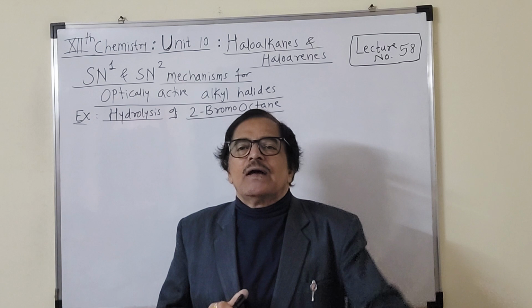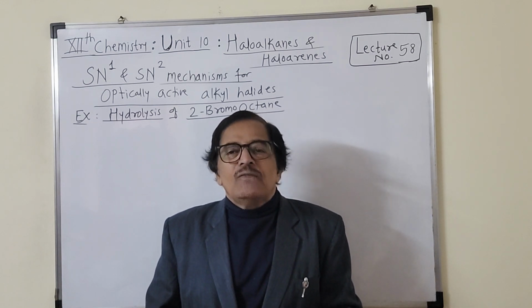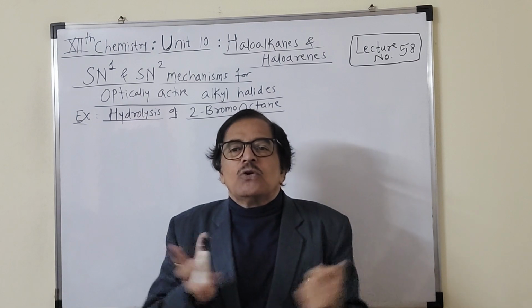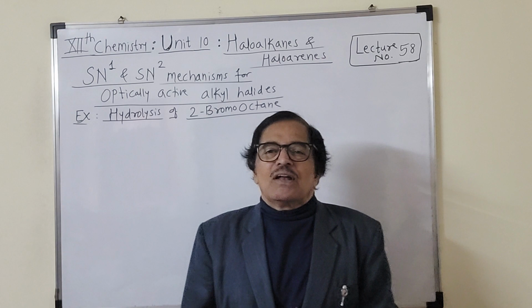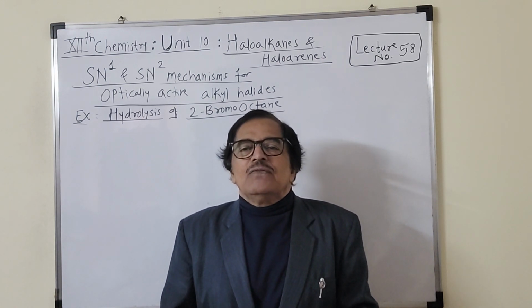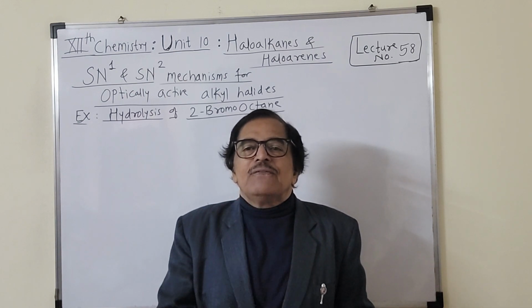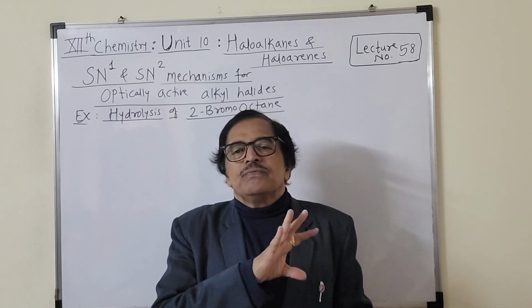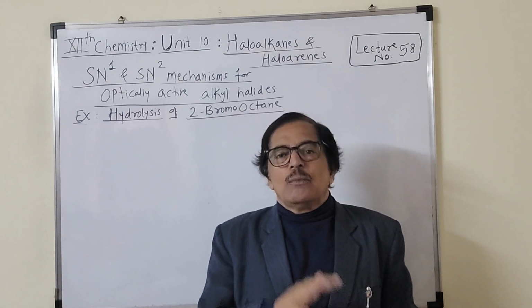And what is an asymmetric carbon atom? It is a carbon which is joined with four totally different atoms or groups. A chiral carbon, that is, an asymmetric carbon, is bonded with four altogether different atoms or groups. That is optically active. That can only show optical activity and optical isomerism.